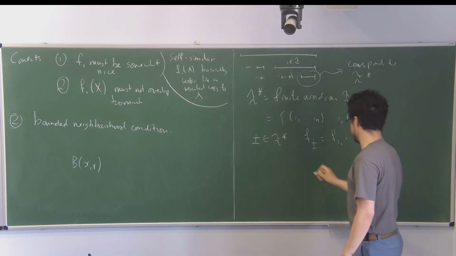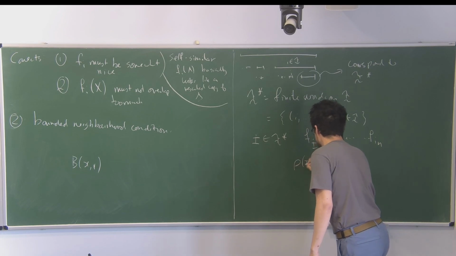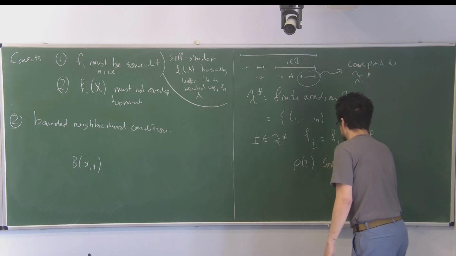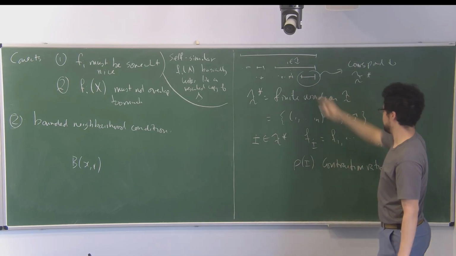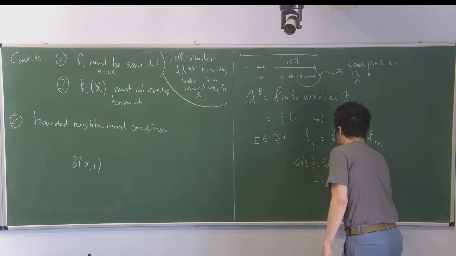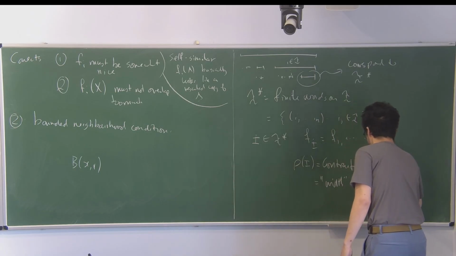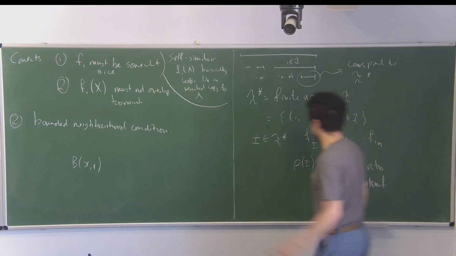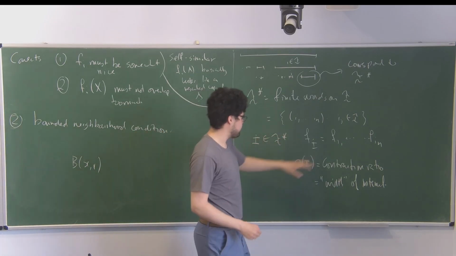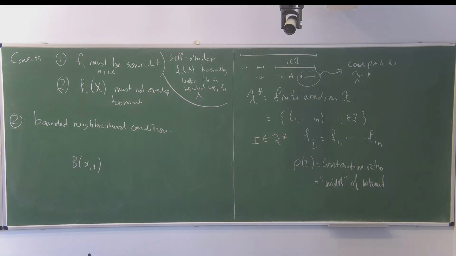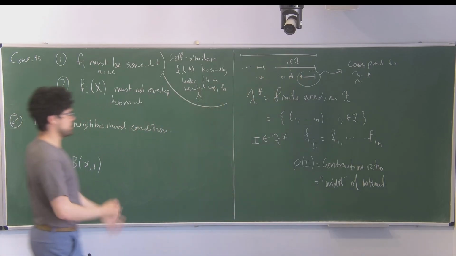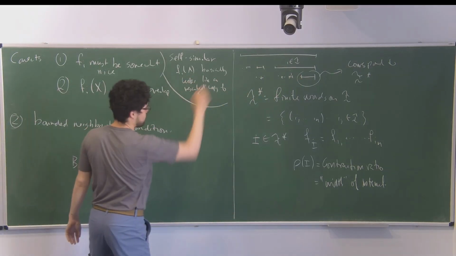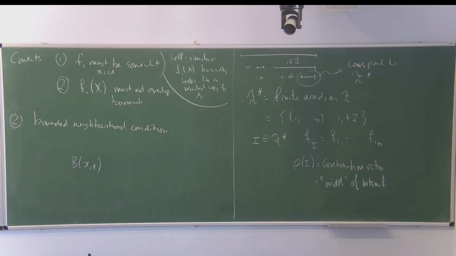And then I also use this notation rho. So rho of i is the contraction ratio, which you can think of as the width of the interval. You can check the notes for the more precise definition; I'll define these things slightly more precisely later. But basically, rho of i is measuring how much this map is contracting. We have some image of the interval, and we want to ask how large is that interval? Because we're interested in covers, or the size of the set, and this is the meaningful quantity.